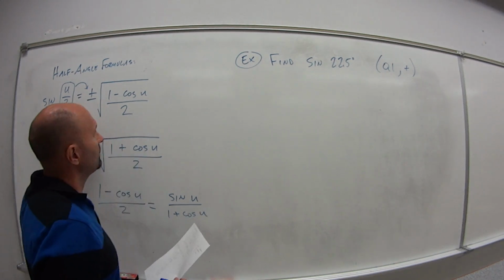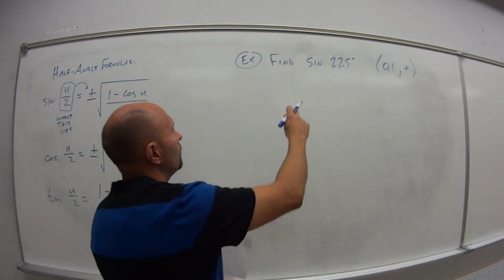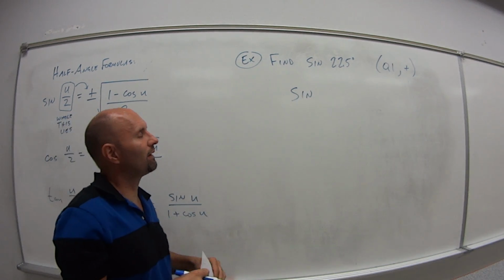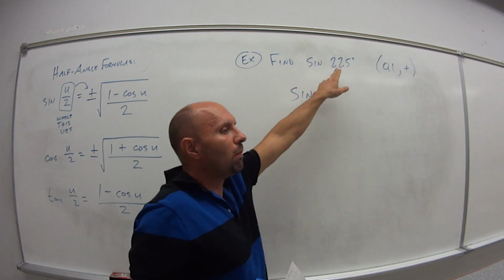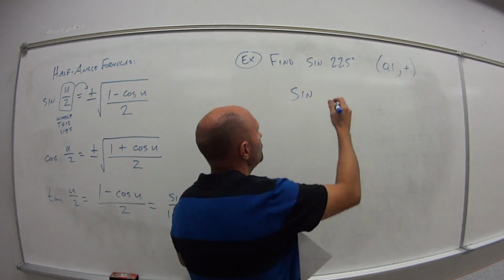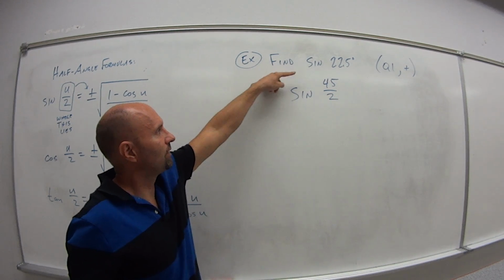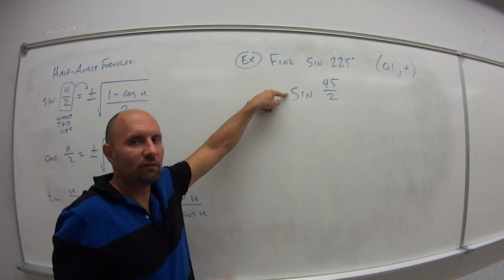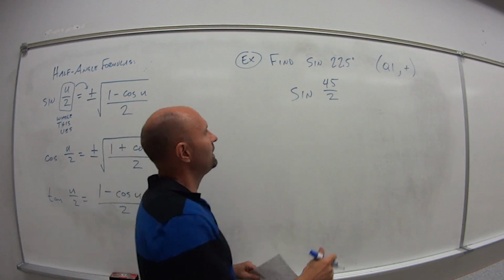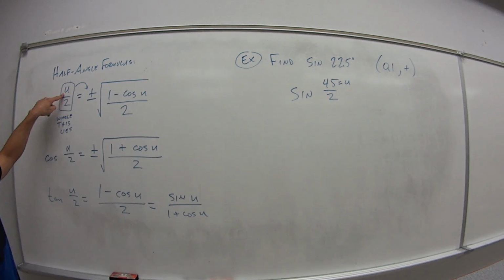So I'm going to use the positive formula here for sine, but I need to figure out what my value for u is. Well, sine of 22.5 is the same thing as what? Because I'm using a half angle formula, if I want to find my value for u, I would multiply this by 2. That's what's going to go in the numerator. So 22.5 times 2 is 45. So sine of 22.5 is the same thing as sine of 45 divided by 2. 45 divided by 2 is 22.5. So that means that 45 is my value for u.